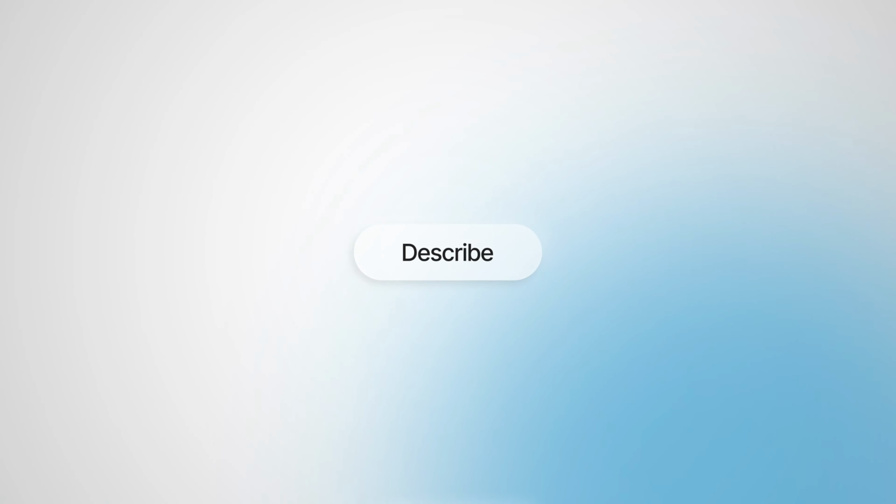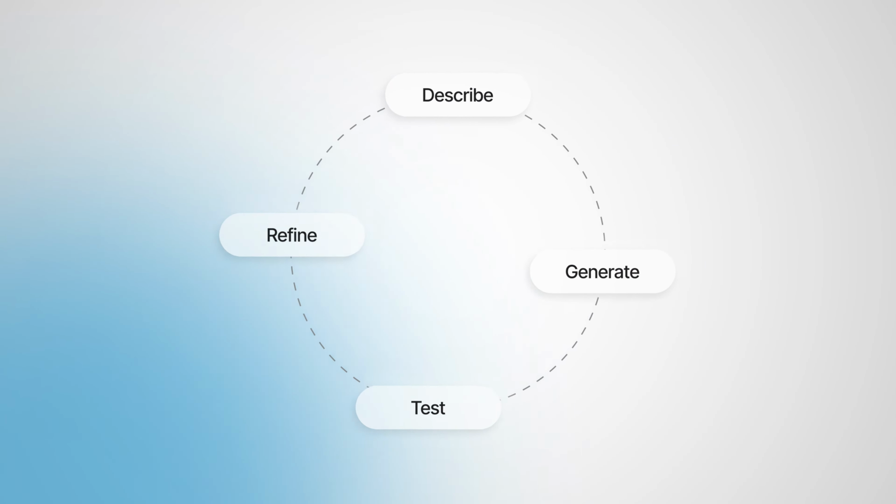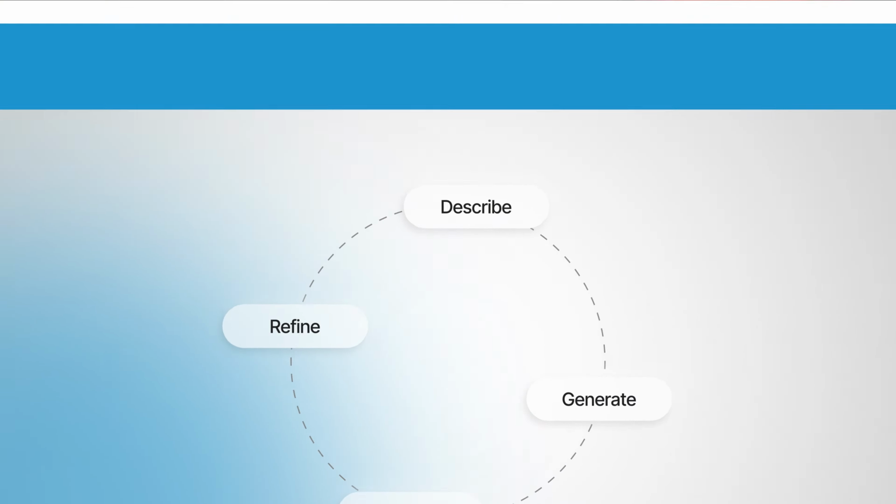Here's how it works. It's a loop. You describe your app, what it does, who it's for, what it needs, and the AI generates a working application. You test it and then tell the AI what to change. It changes it, and you repeat this until the app does exactly what you want. That's it.